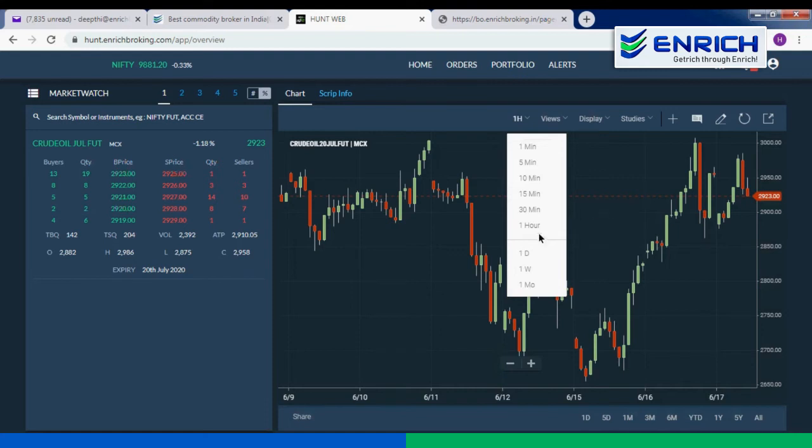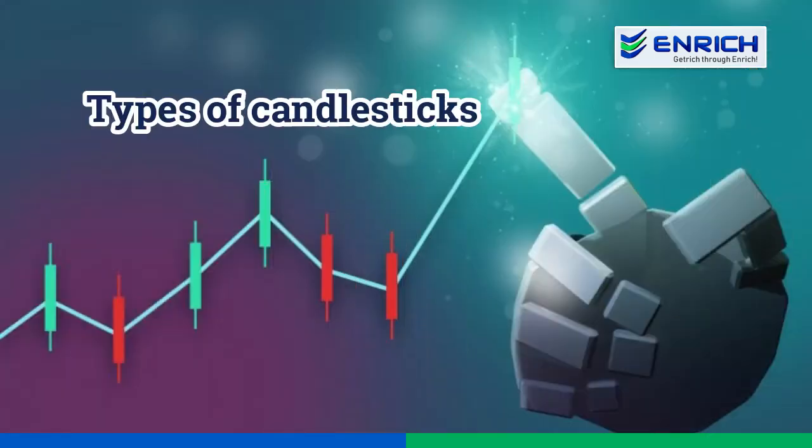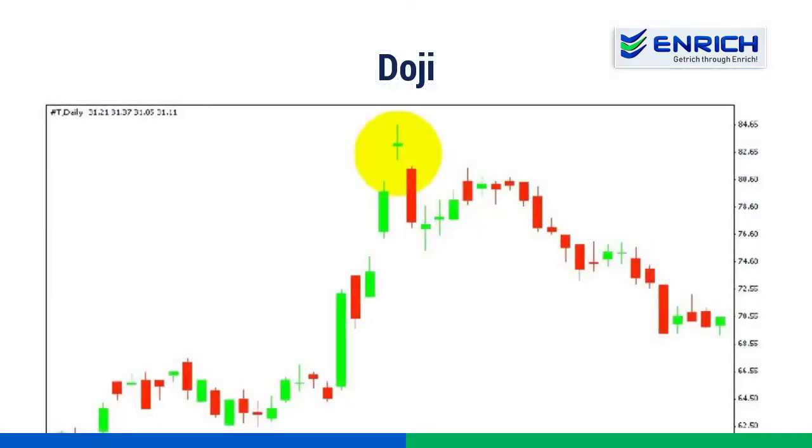Okay? But now that you have a basic idea of what a candlestick is and why it's important, let's look at a few types of candlesticks. The first type is a doji. Doji is very simple to spot on a chart. When you see a candle that looks like a cross or a plus symbol, that's called a doji.